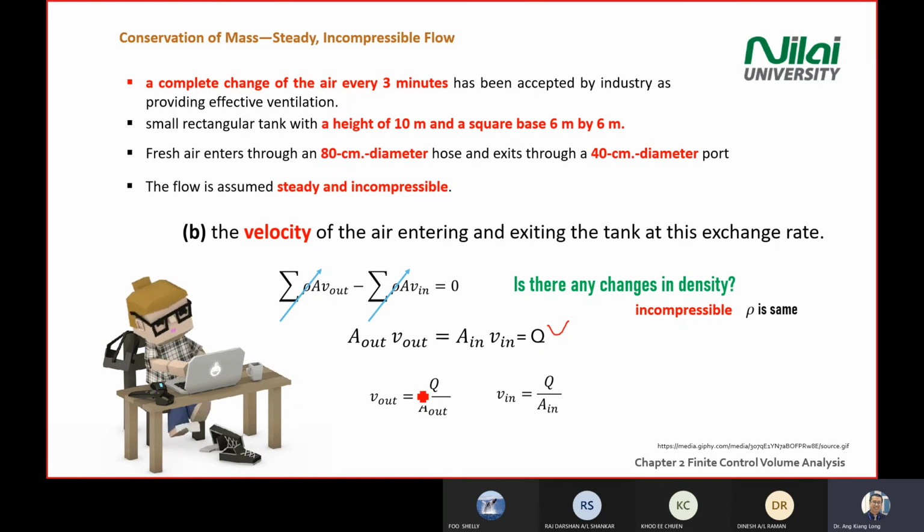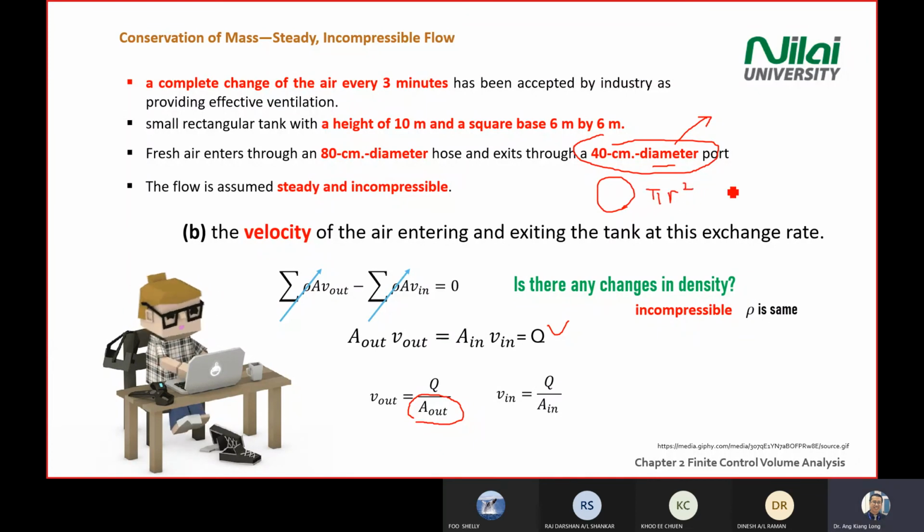So what is the difference of the velocity? You just rewrite the equation. So V out equals Q divided by A out, because the area for your outlet is different. Okay, your area, the out is 40 cm diameter. Be careful on the word, because some of you will be confused when you calculate the area of a circle. All right, so area of a circle gives you pi r square or pi d square divided by 4.